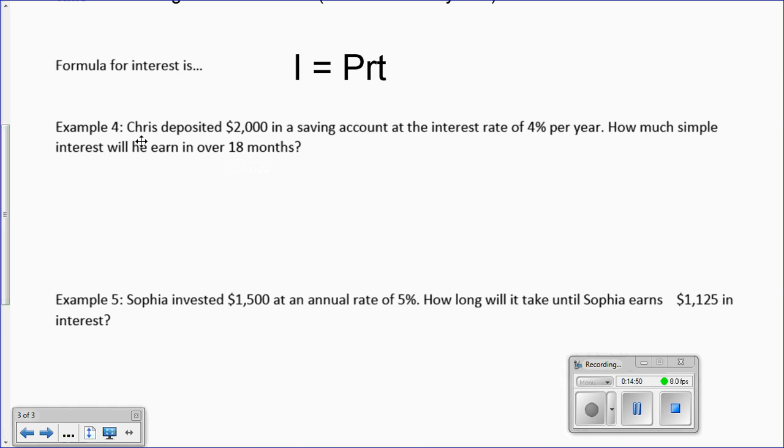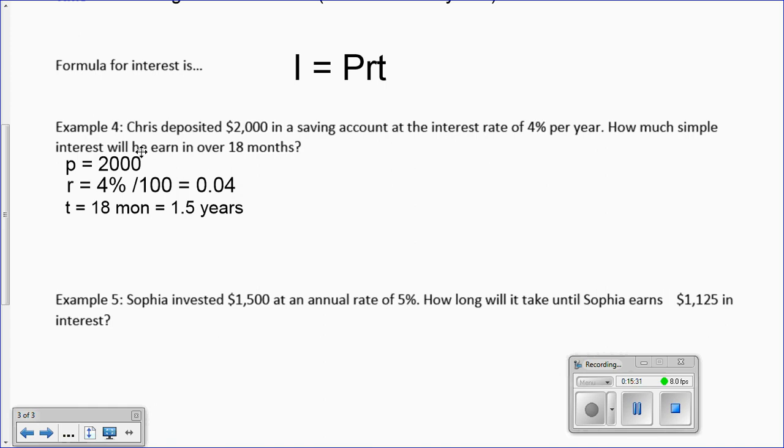So, example 4. Chris deposited $2,000 in a savings account at the interest rate of 4% per year. How much simple interest will he earn over 18 months? So let's go ahead and see what information we have. The principal here is the $2,000 he's putting into a savings account. That's my P. The 4% is my rate, and I need it to be a decimal, so I divide 4 by 100. I get 0.04. And the time is 18 months. 18 months is 1.5 years.